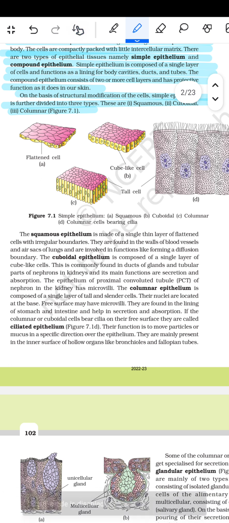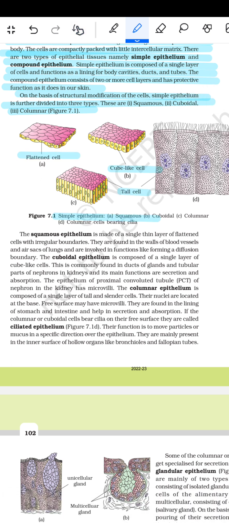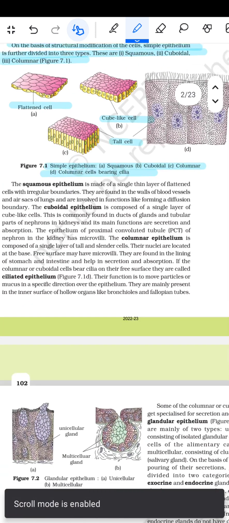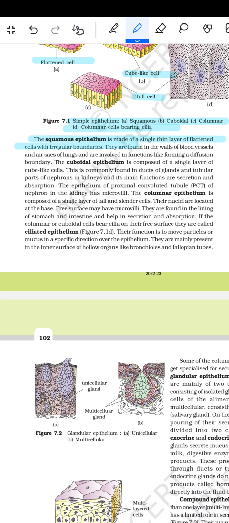In this come flattened cells, then cube-like cells, then tall cells: simple epithelium, squamous, cuboidal, columnar cells bearing cilia comes in this. So the squamous epithelium is made up of a single thin layer of flattened cells with irregular boundaries. They are found in the walls of the blood vessels and the air sacs of the lungs and are involved in functions like forming a diffusion boundary.